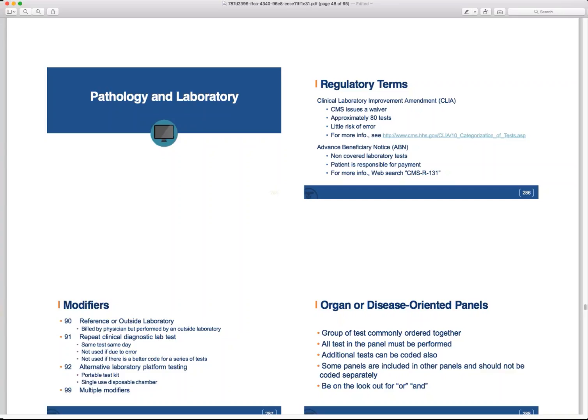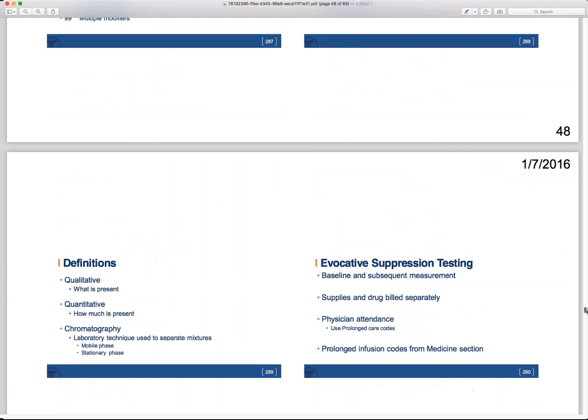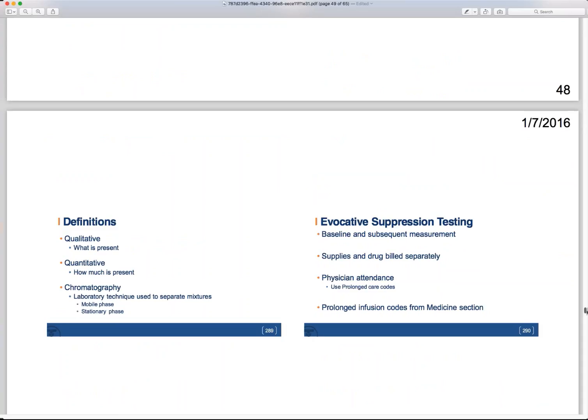Remember there are panels that are included in panels. I don't want to confuse you, but the example I'm giving is, let's see, CPT code 80050, right? 80050. That is a panel within a panel example. Renal function panels. Make sure you know the CPT code for renal function panels.